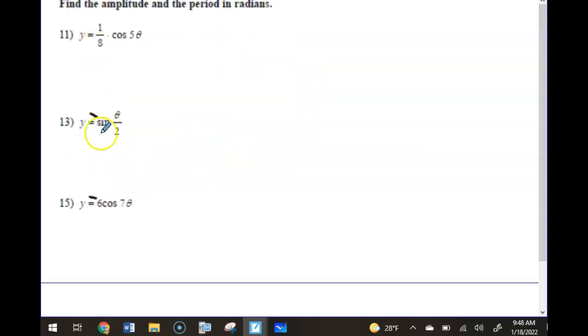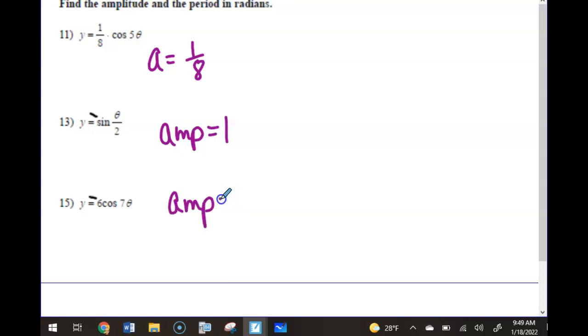All right, these just ask the amplitude and the period. You don't have to graph them. So what's the amplitude on 11? Anybody? 1/8. What's the amplitude on 13? +1. And the amplitude on number 15? 6.